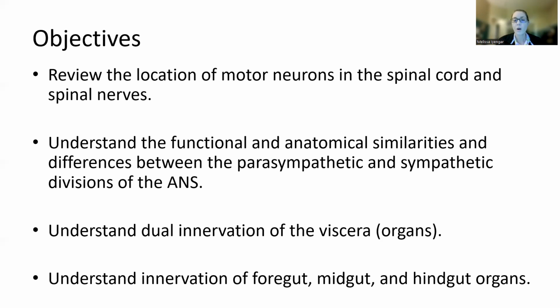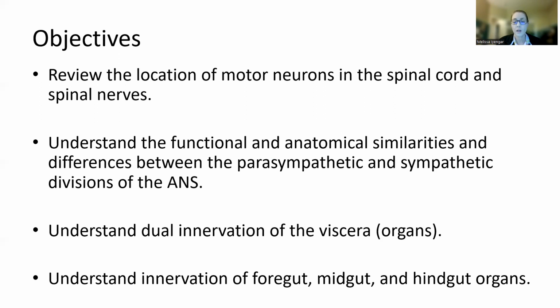When we do this, we'll also start to understand this concept of dual innervation, which is that parasympathetic and sympathetic both supply messages to the same organ. It's just that you're telling the organ to do opposite things.